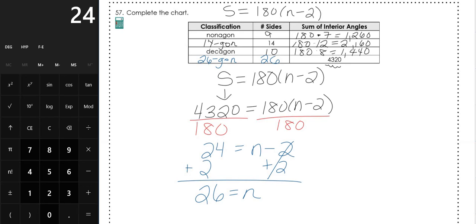Okay, so if you're ever given the sum of interior angles and you're trying to figure out the number of sides, just go ahead and use that same formula, but plug in for S and work backwards. Use your algebra, solve for n. Okay, let's keep it moving.